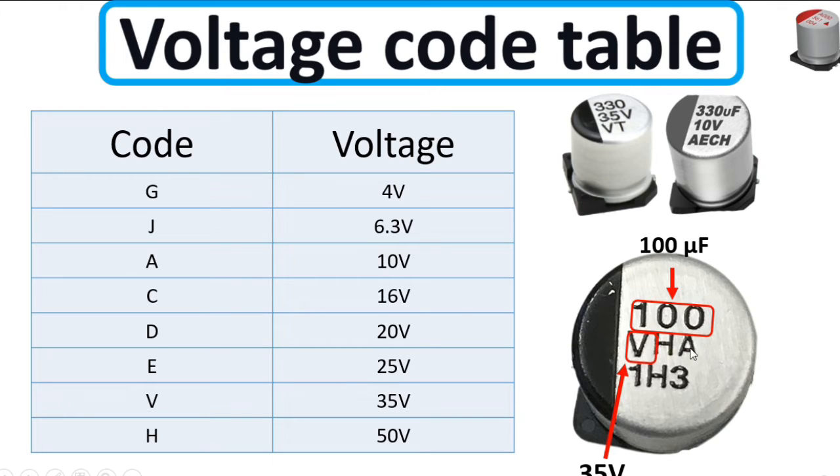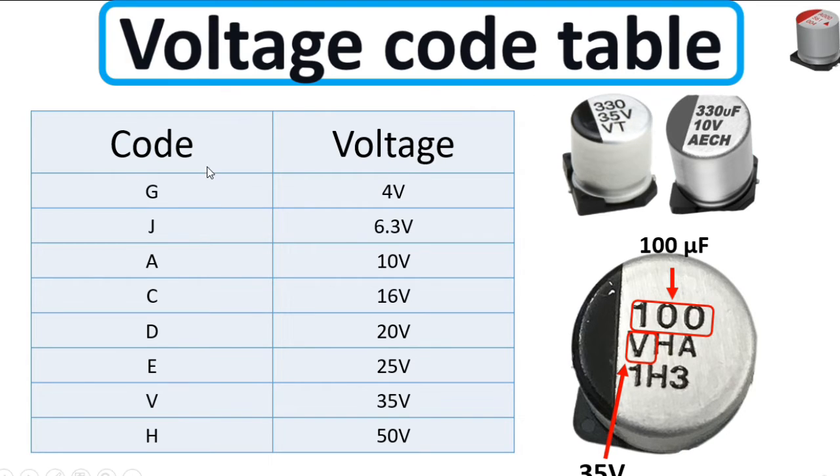Based on this letter, always the first letter means the voltage. So we have here V. We should use the code table. Let's look for the letter V. V means 35 volts. So this capacitor's characteristics are 100 microfarad and 35 volts.